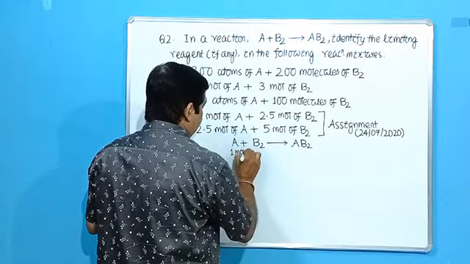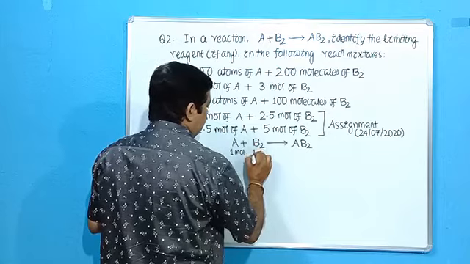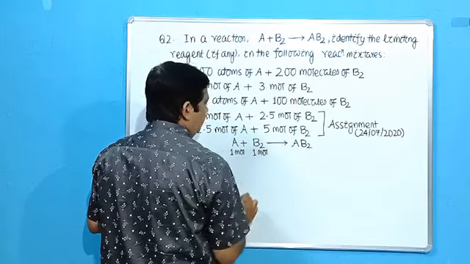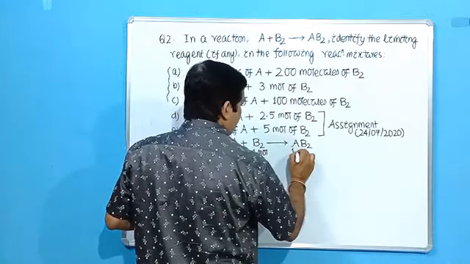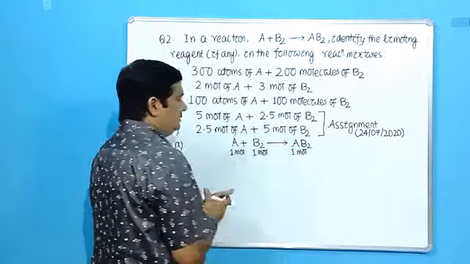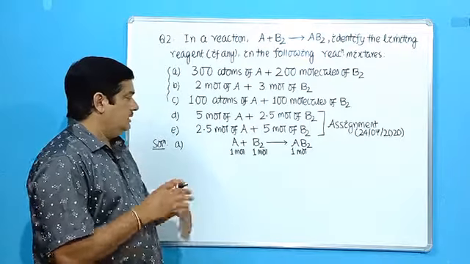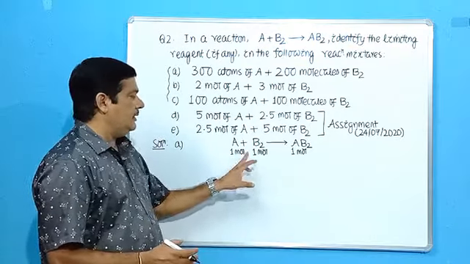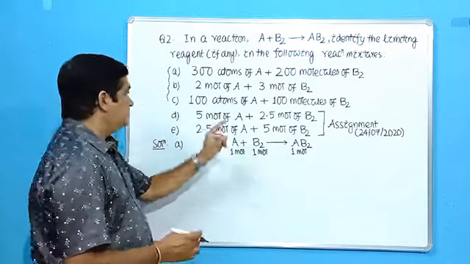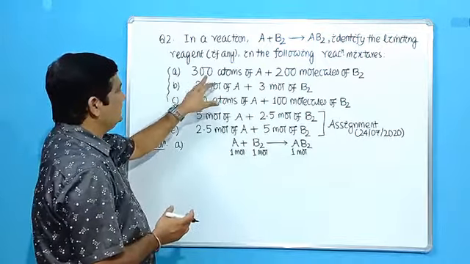Now 1 mole of A will combine with 1 mole of B2 to produce 1 mole of AB2, which is clearly visible in the balanced chemical equation. Okay. So they are present in which ratio? Now 1:1. Okay. So we'll solve this one.